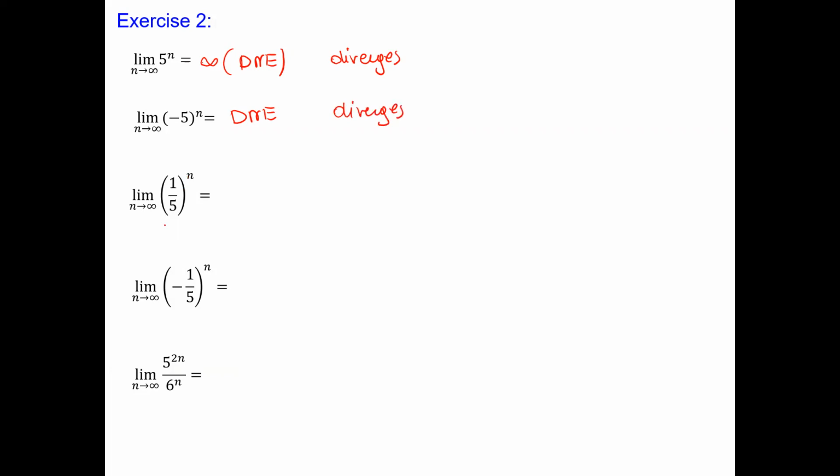Diverges. 1/5 is from that interval. We will have 1 over 5, 1 over 25, 1 over 125, 1 over 625, and so on. 1 over a big number, as of course n goes to infinity, is 0. Converges to 0.